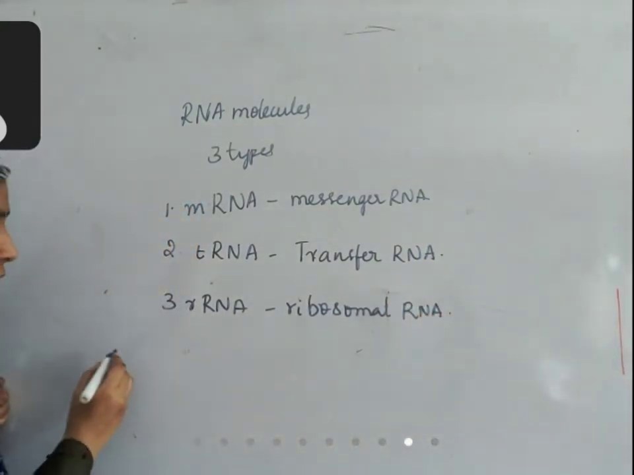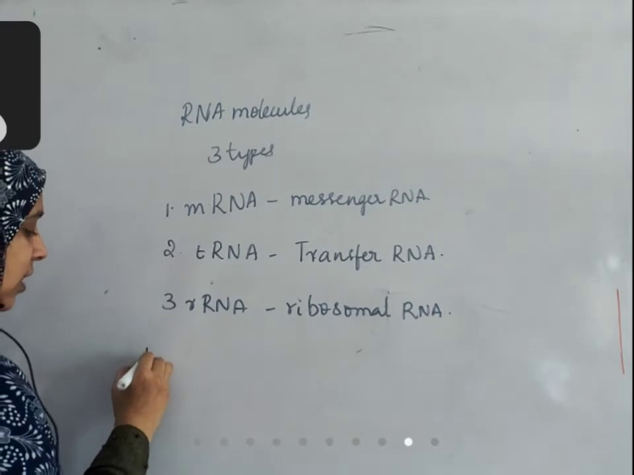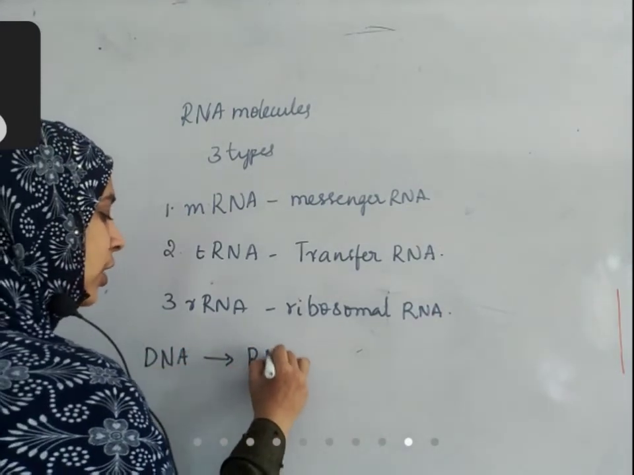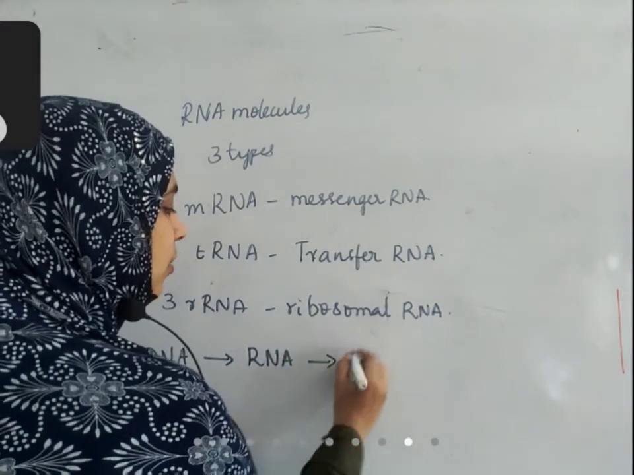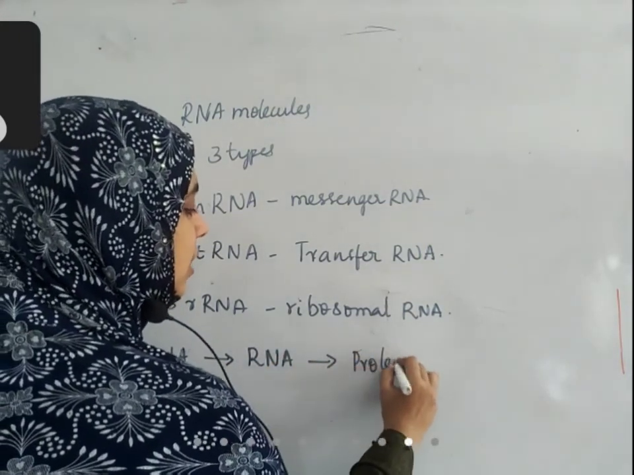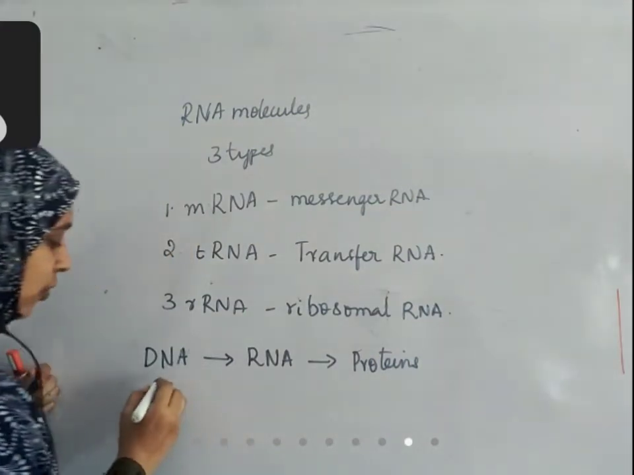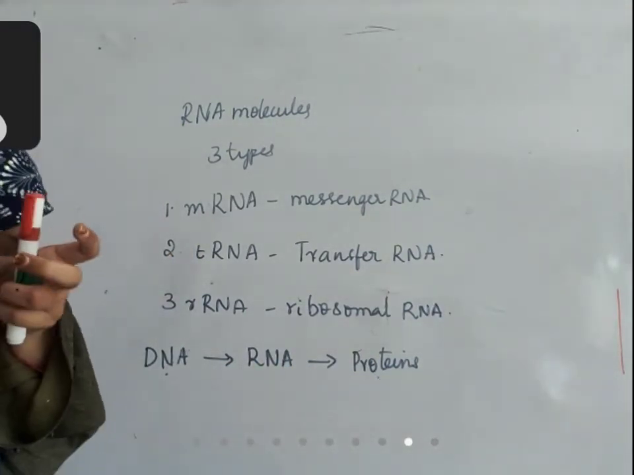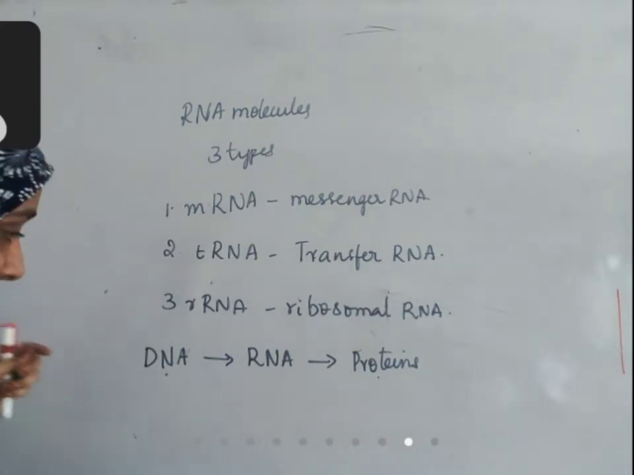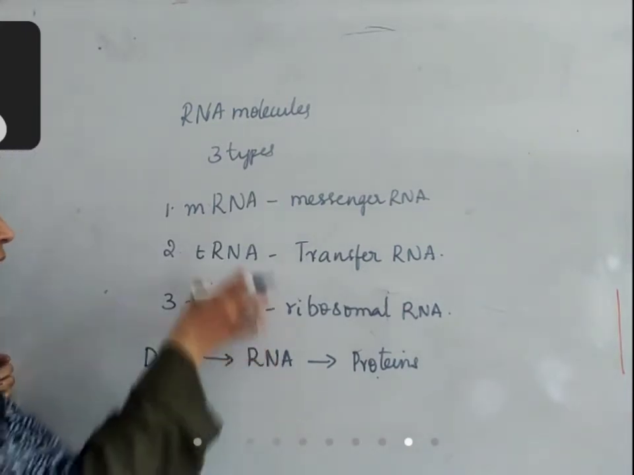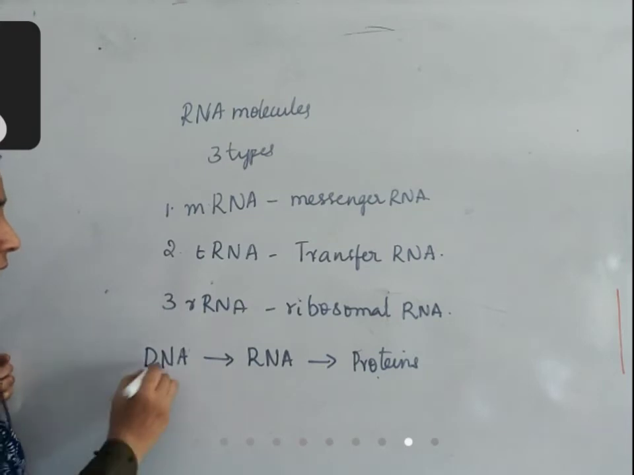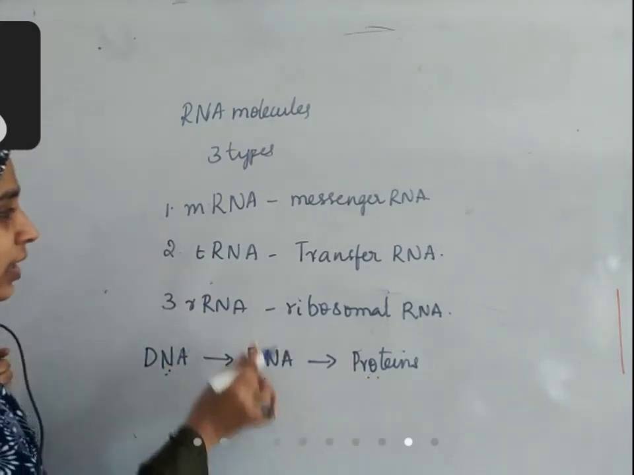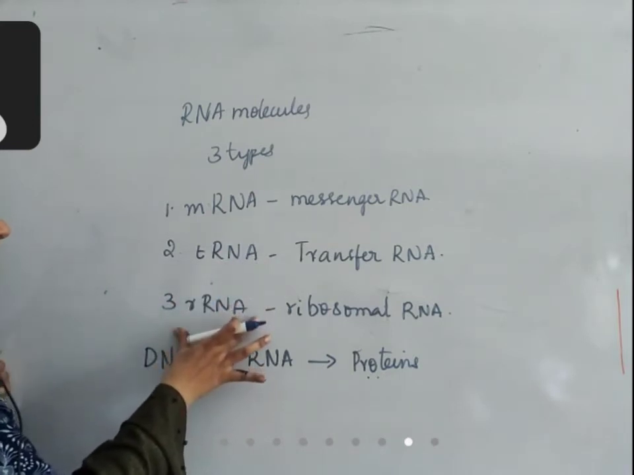It helps in the production of proteins. So the DNA molecule produces an RNA molecule, and then only the RNA molecule can produce proteins. DNA molecule cannot directly produce proteins. So for this protein production, RNA is very important. What are the three types of RNA? When DNA is converted into proteins through RNA, these three types of RNA are helping.